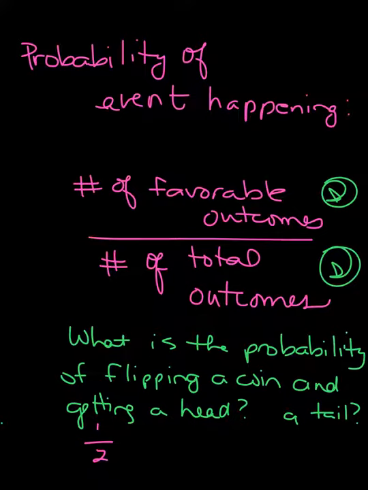Now what about a tail? Does that change our options? Well, no, we still have two options total. We have a head or a tail, and there's only one side that's a tail. So our probability of flipping a coin and getting a tail is also 1/2.